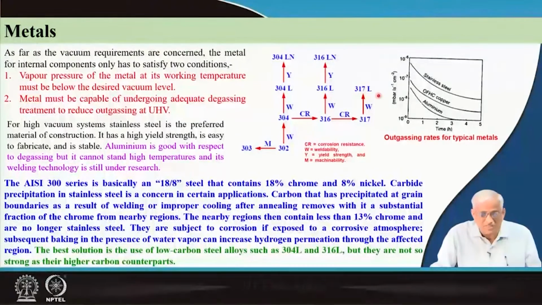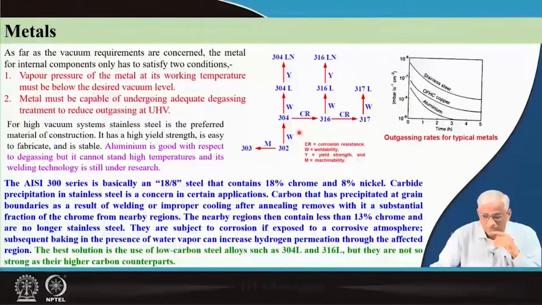This is the costliest material, because corrosion resistance is also good, reasonable weldability like that, and yield strength keeps on increasing. So, first you have to see machinability, then weldability, then yield strength, then corrosion resistance. So, different grades are there, 304, 304L, 304LN, etc. For cryogenic purposes, you use LN series. Okay.